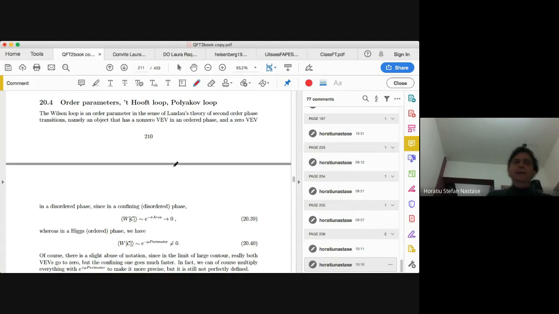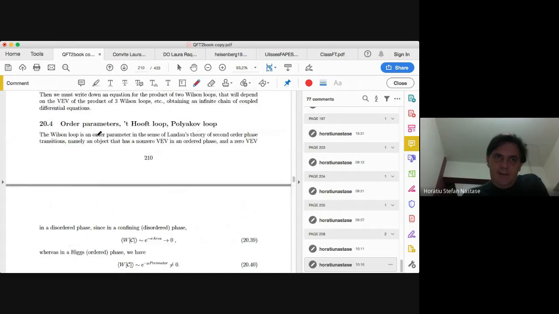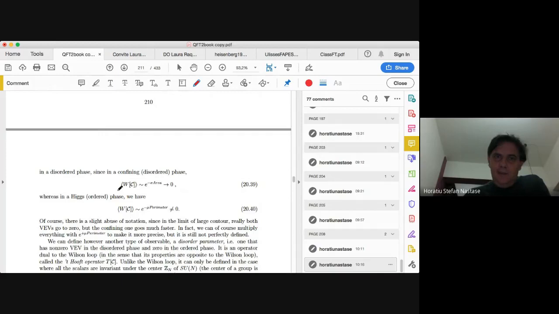Finally, to say about the Wilson loop, that it's also an order parameter in the sense of Landau's theory of second order phase transitions. If you remember from thermodynamics, Landau's theory of second order phase transitions, an order parameter means an object that has a non-zero value in an ordered phase and a zero value in a disordered phase. Let's see that. So I said Wilson loop is an order parameter. The disordered phase is the confining phase. And the ordered phase is the Higgs phase.